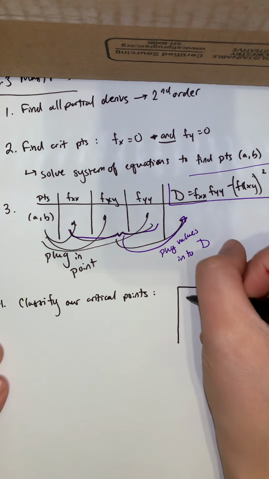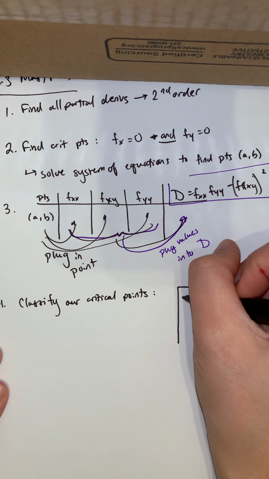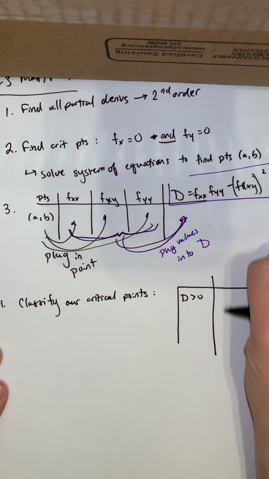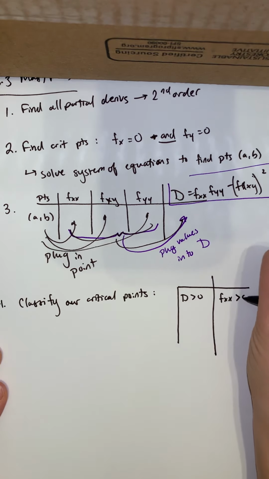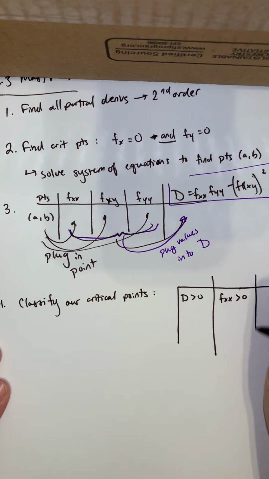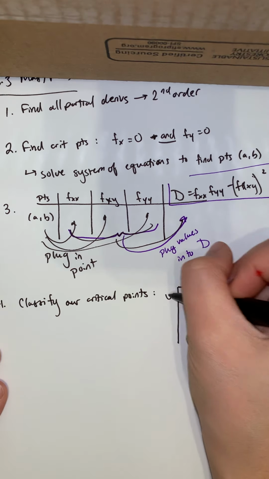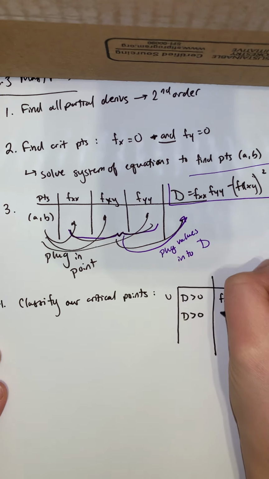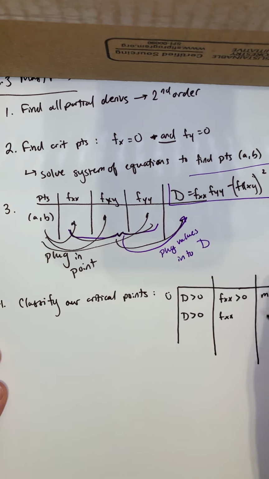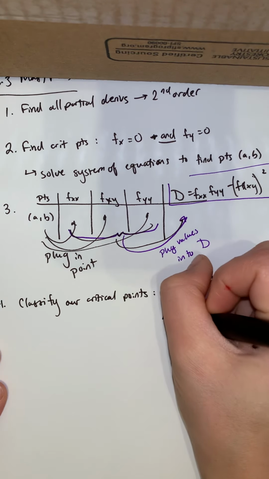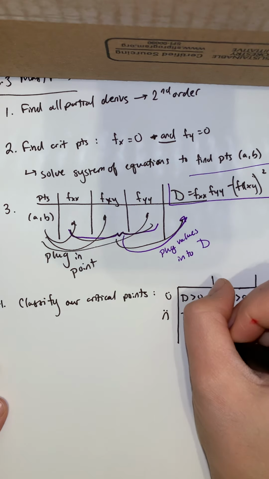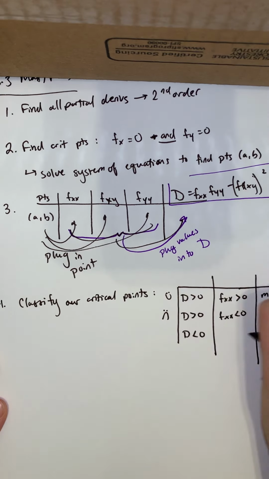So if I have d greater than 0 and fxx greater than 0, these are the same, which makes me happy, so I have a min. If d is greater than 0 and fxx is less than 0, differences make me sad, so they have a max. And then if I have d less than 0, I don't care about fxx, I have a saddle point.